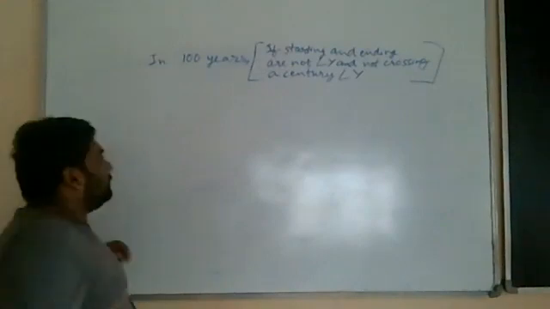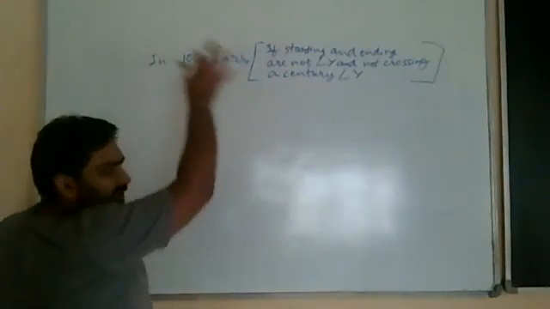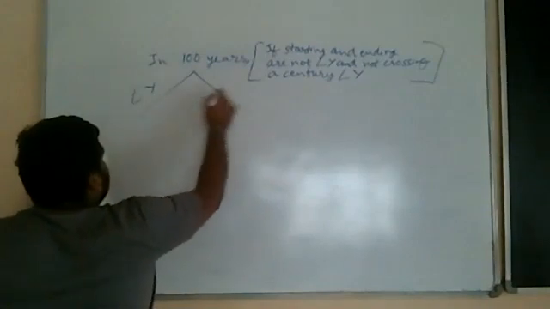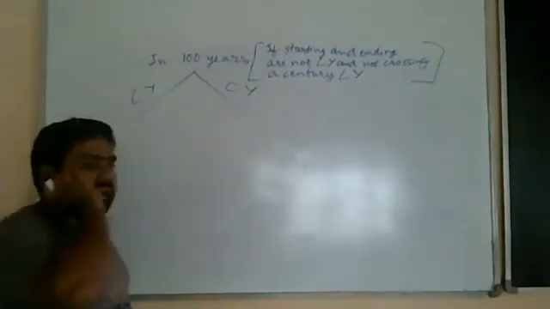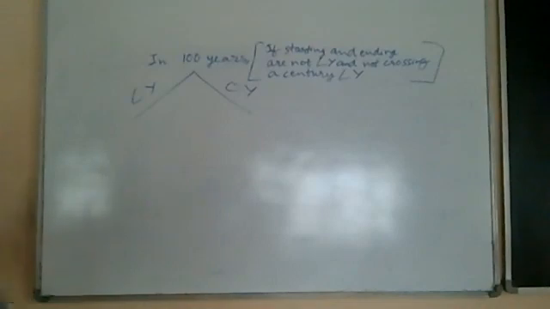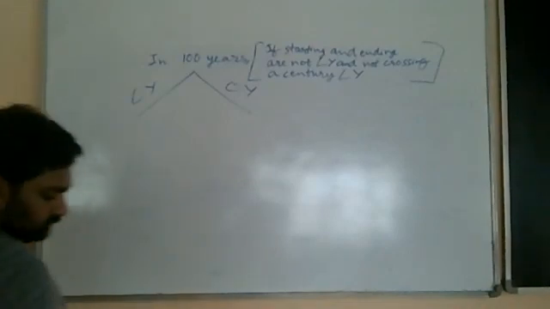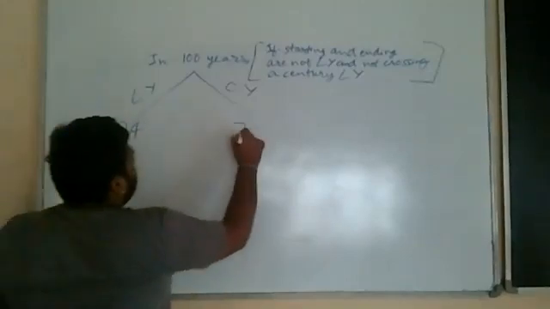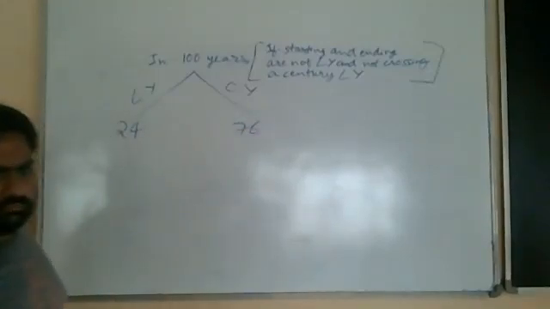Three conditions you are going to choose. Now, in this set of 100 years, tell me how many leap years are there? How many ordinary years are there? How many? There will be 24 leap years and the remaining all will be ordinary years. Yes or no?